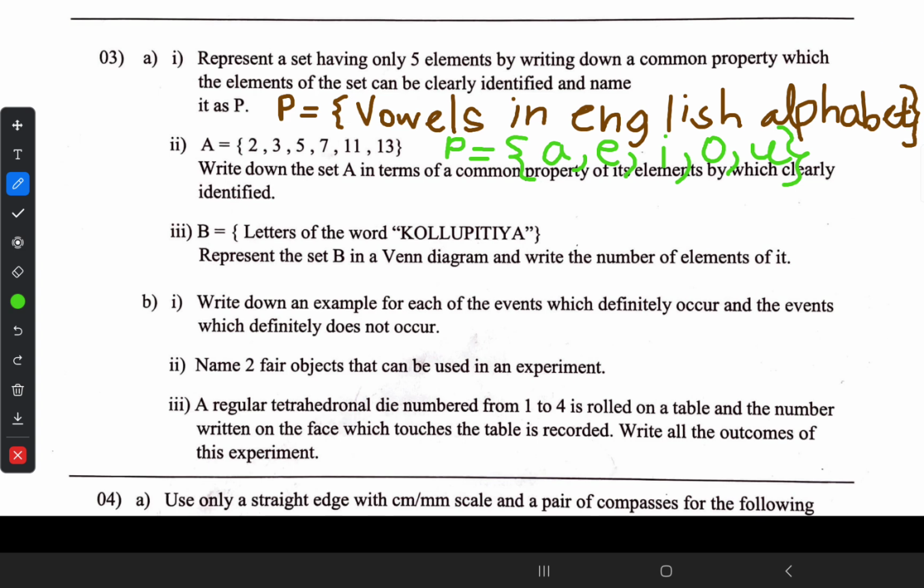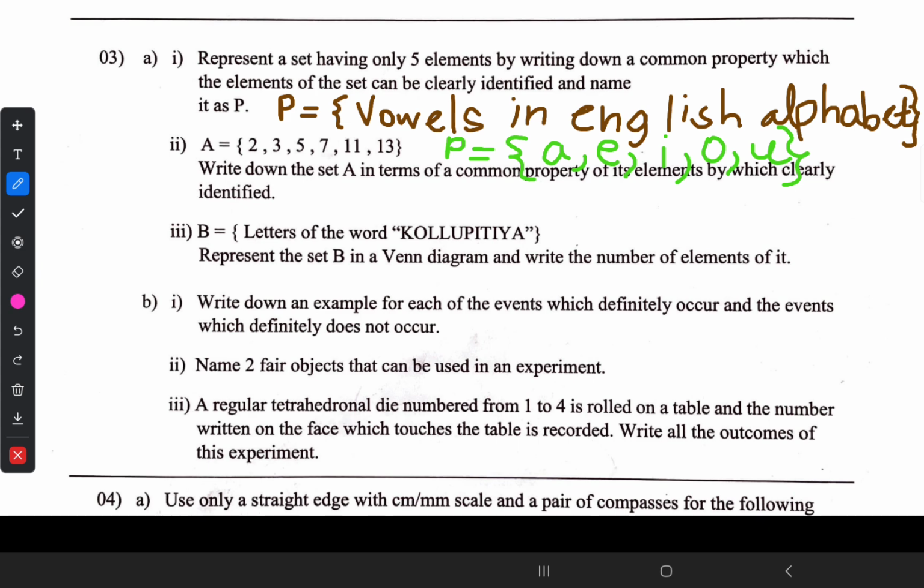Next, let's read the second one. A equals 2, 3, 5, 7, 11, 13. Write down set A in terms of a common property of its elements, clearly identified. Okay, prime numbers between 1 and 14, or prime numbers less than 14.